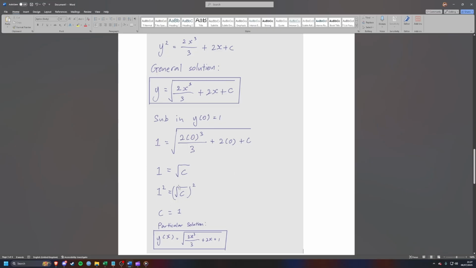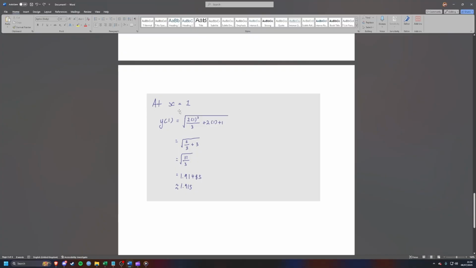So with this, to get rid of the square root, we square both sides, which gives c equals 1. Now that we have the particular solution, we can find the exact value when x equals 1 by subbing in 1 into the equation, which leaves us with 1.91485.